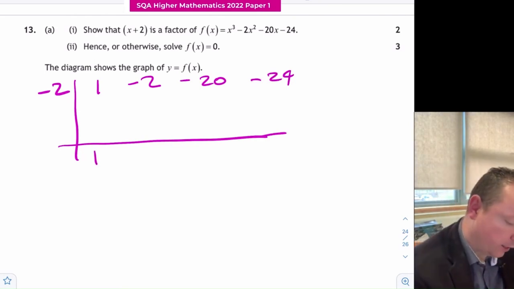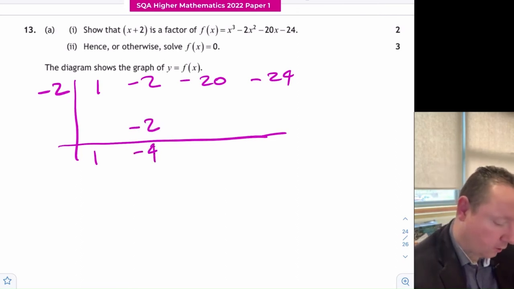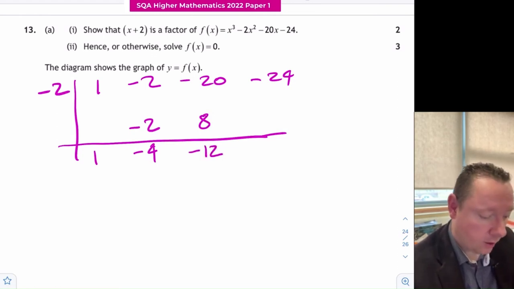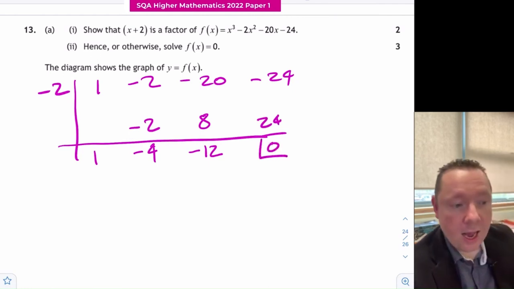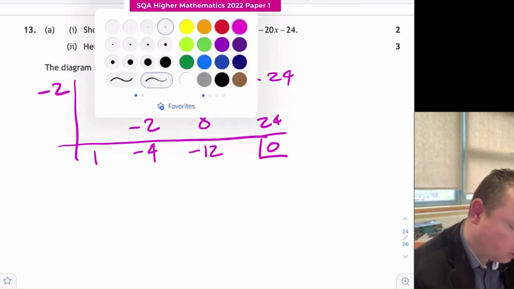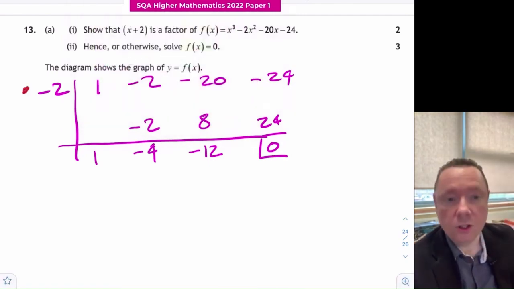And then I've got 1 times minus 2, which is minus 2, adding them together to get minus 4. Minus 4 times 2 is 8. Adding them together to get minus 12. Minus 12 times minus 2 is 24. Adding them together to get 0. And we get a mark at that point for using minus 2 in the synthetic division. So there's a mark. Let's move on to our second mark.